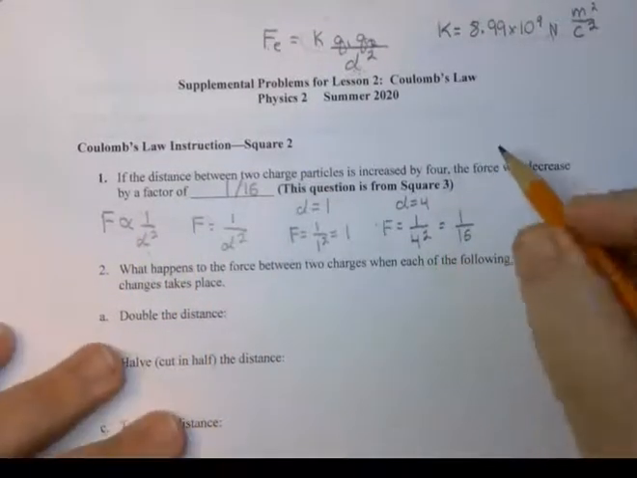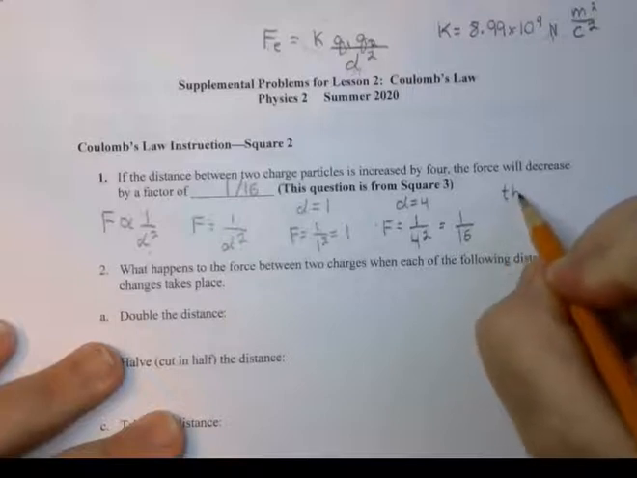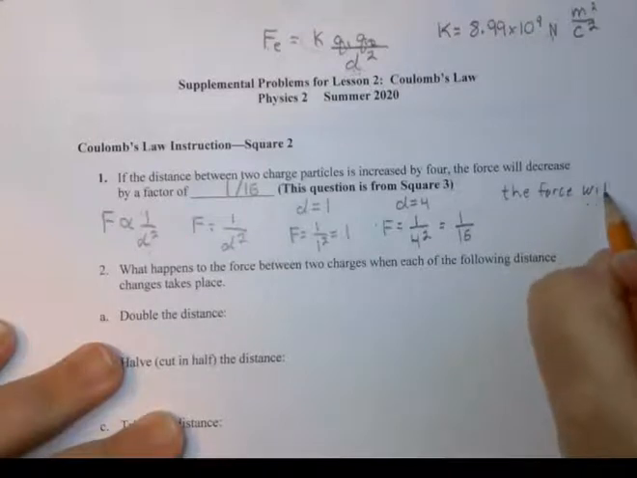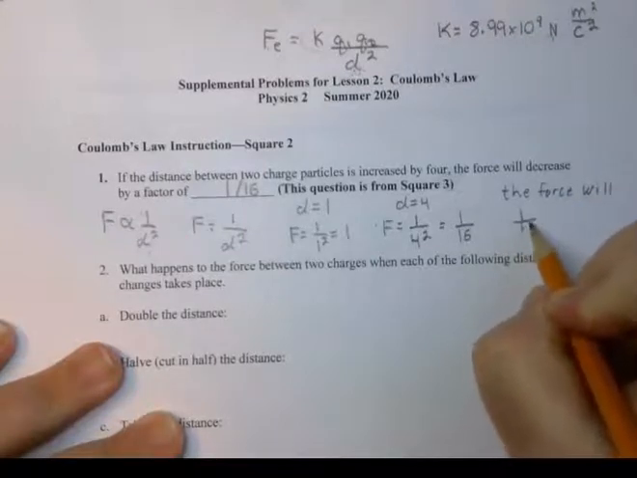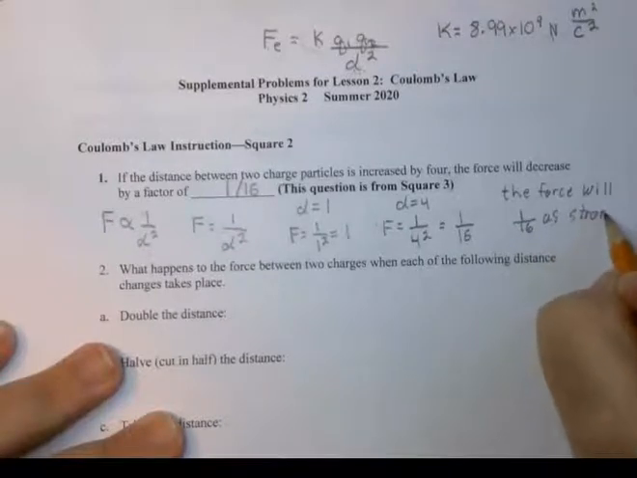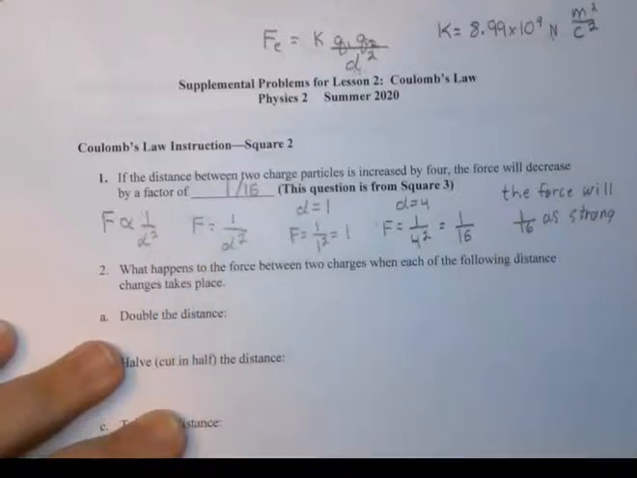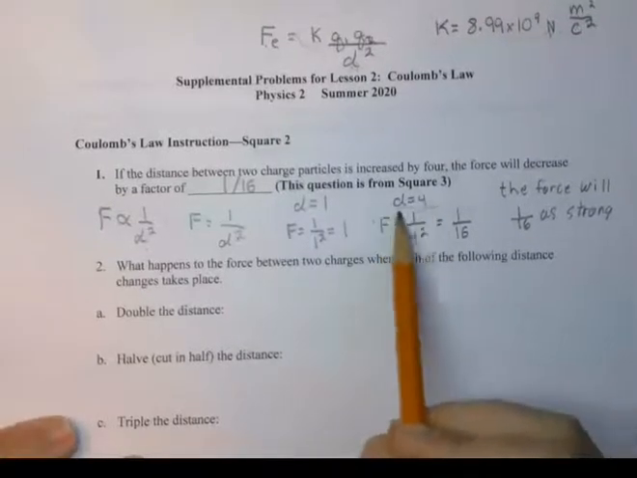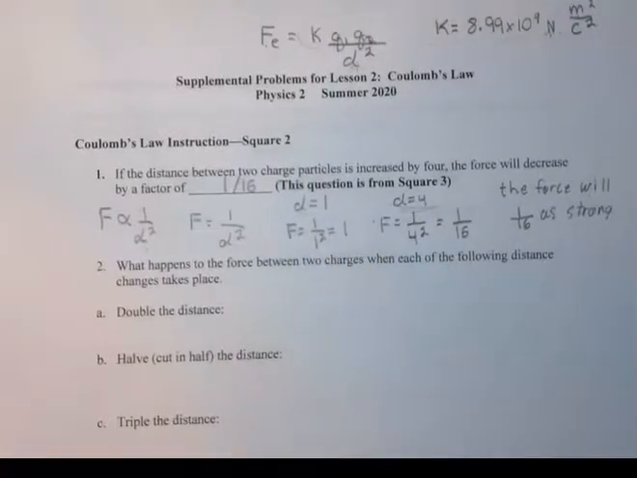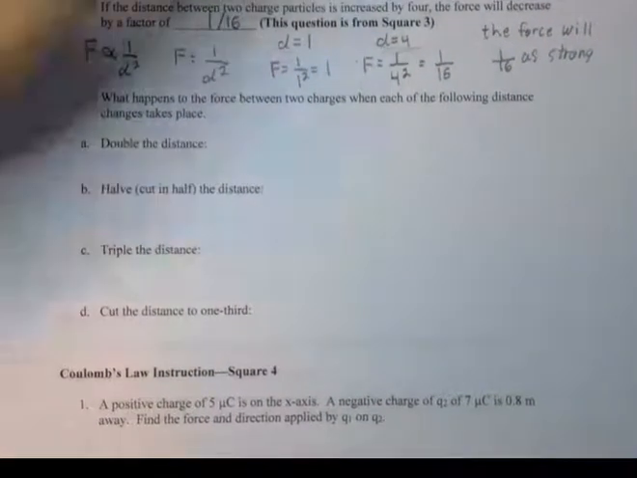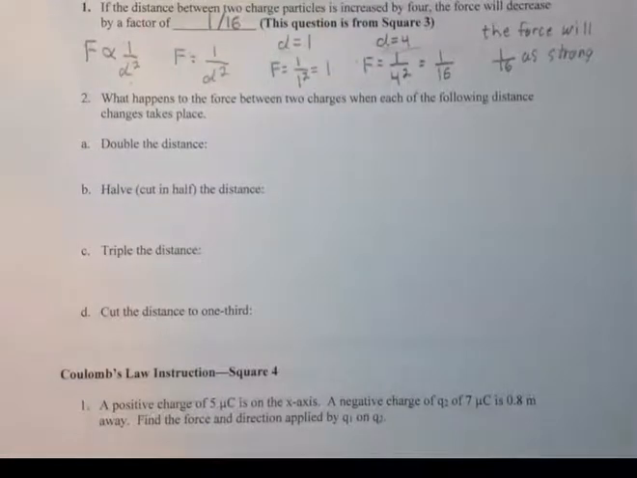The way I like to say that is the force will be 1/16 as strong, which is the same as what they said: will decrease by a factor of 16. It'll only be 1/16 as much electrical force between those two particles at 4 meters as there was at 1 meter. Okay, so I give you a couple of practice problems to do down here with that. These are not on the video, but they're just a chance to practice that.